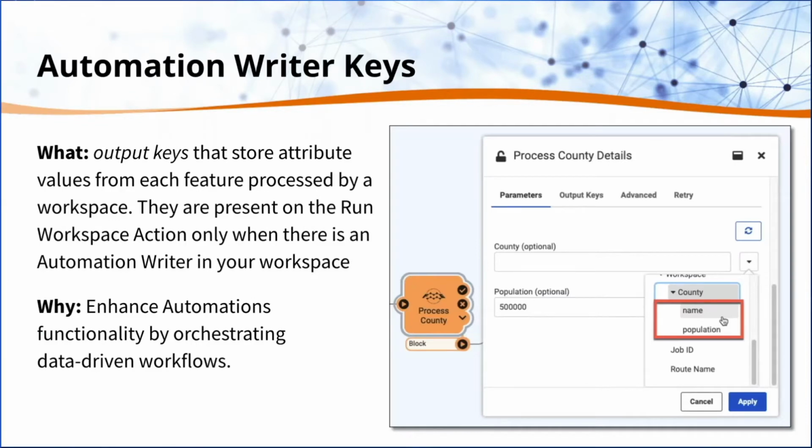Okay, so the final type of output key are keys that exist only from a run workspace action when an automation writer is present in the workspace. So these allow you to pass attribute values out of a workspace into a downstream automation action, enabling you to orchestrate data-driven workflows and trigger any number of additional processes.